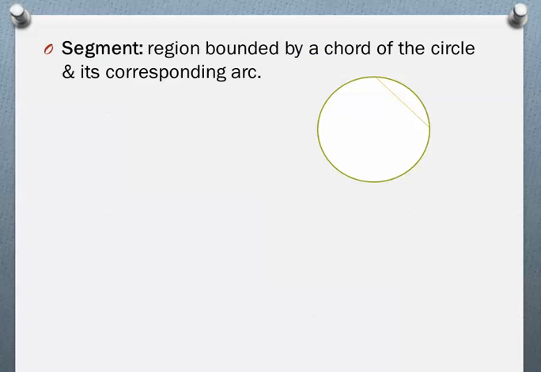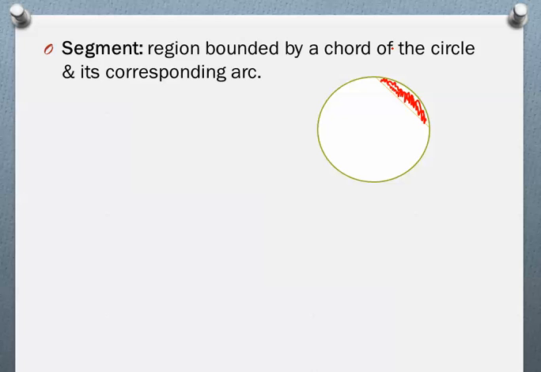Something you may or may not have heard of in the past is a segment, which is a region bounded by a chord of the circle and its corresponding arc. So if I have a chord drawn here, this would be the segment area of the circle.